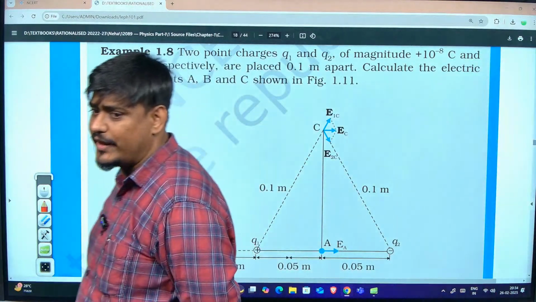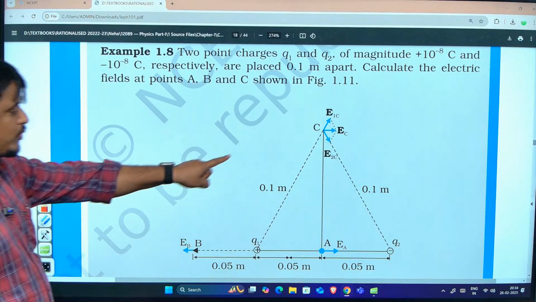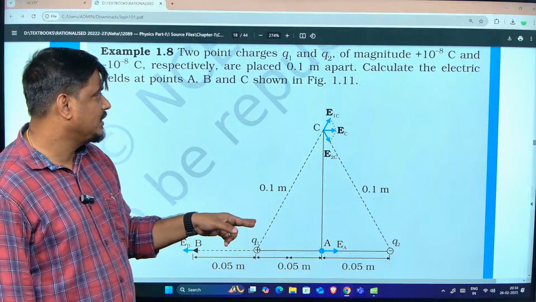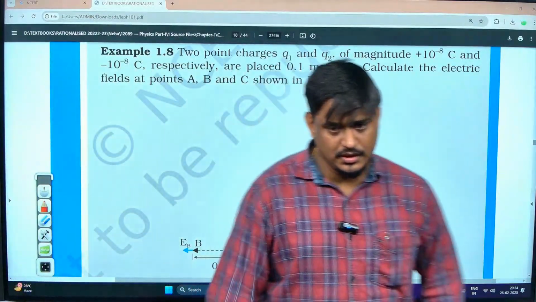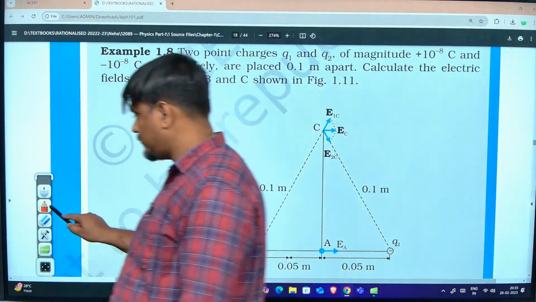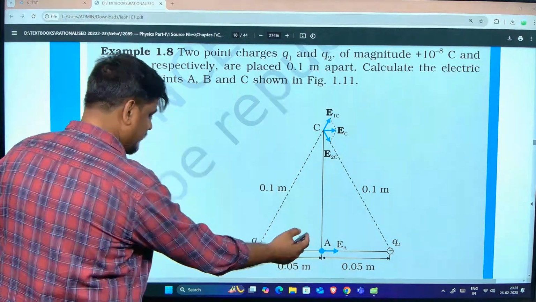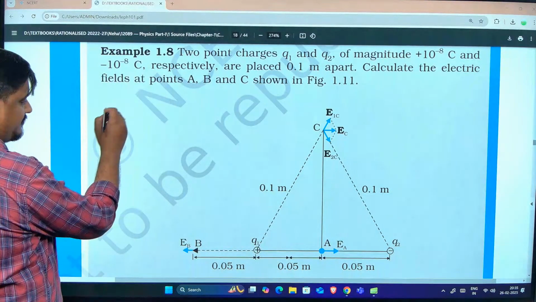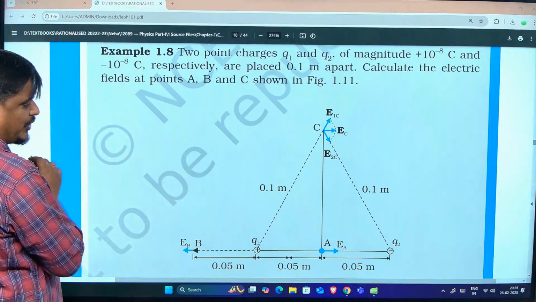An equilateral triangle of side 0.1 meter, isn't it? 0.1, 0.1, 0.1. And the charges have the same value, 10 to the power minus 8 coulombs. They are asking you to find the electric field at different points. The first point is between these. It's simple. Don't look at the diagram and get confused. Do it on your own. I hope you are getting what I am trying to tell.